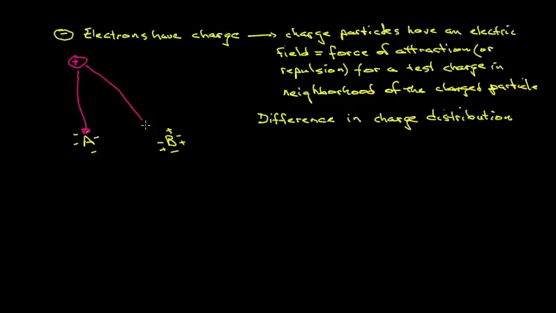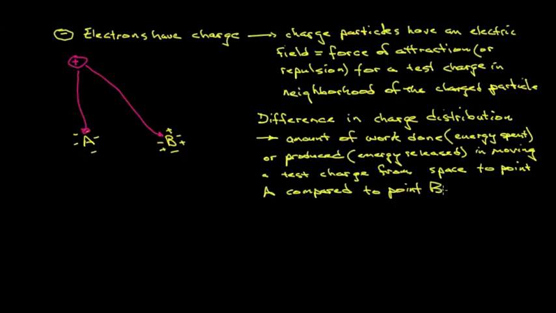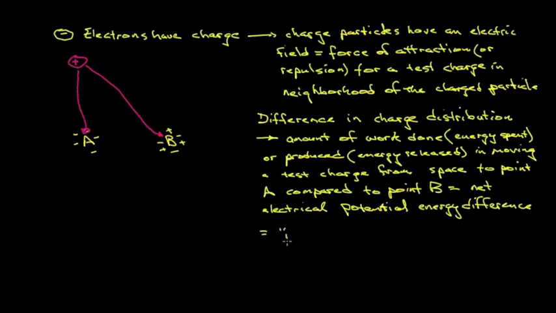Because the net arrangement of charge is different at point B, a different amount of energy would be consumed or released in moving a test charge from outer space to point B. So a difference in charge distribution implies a difference in energy for moving a test charge from A to B. The electrical energy required or gained per charge is known as the electrical potential energy difference between the 2 points, or potential for short. The potential is also called a voltage.